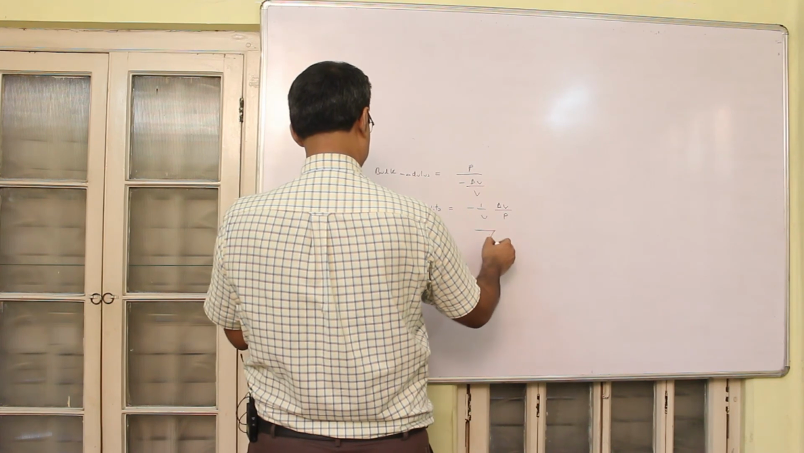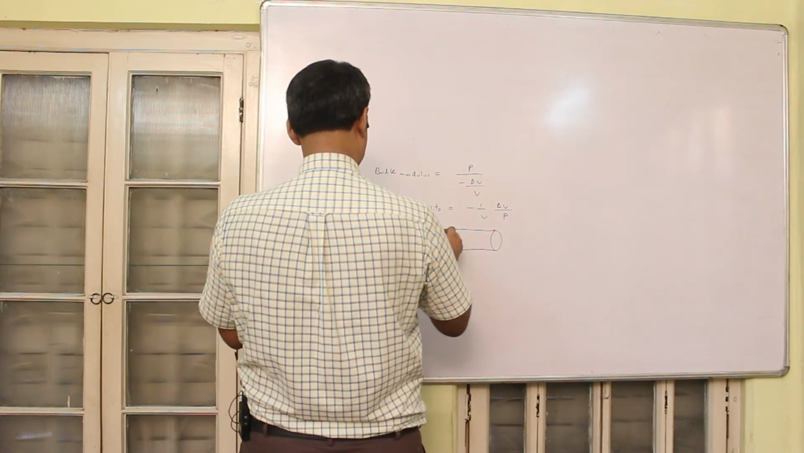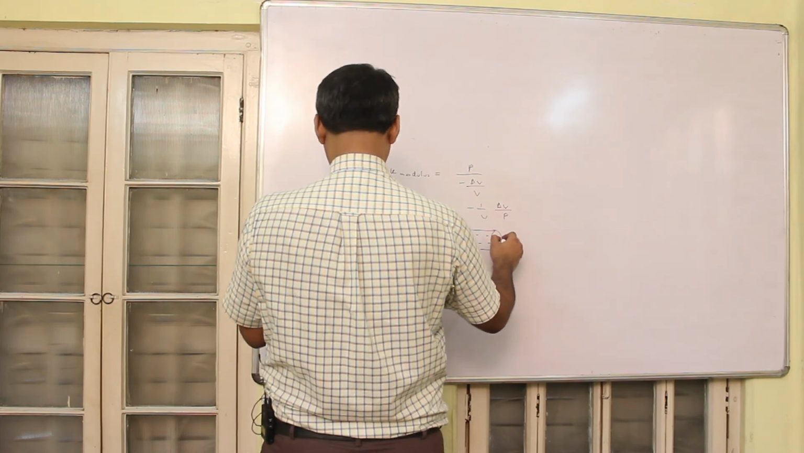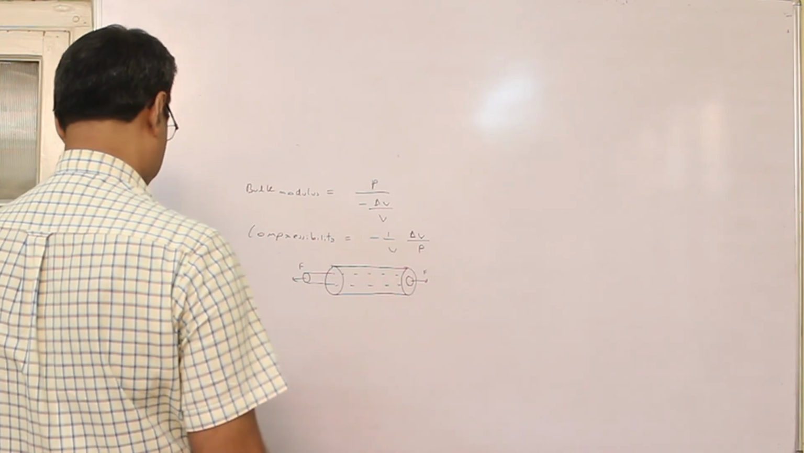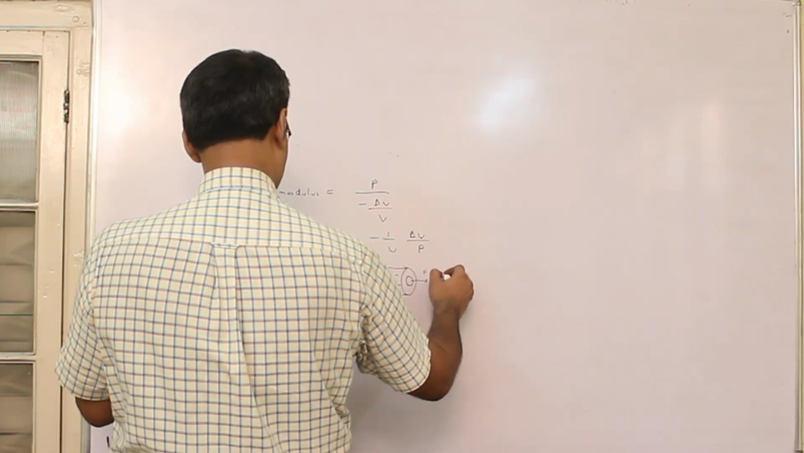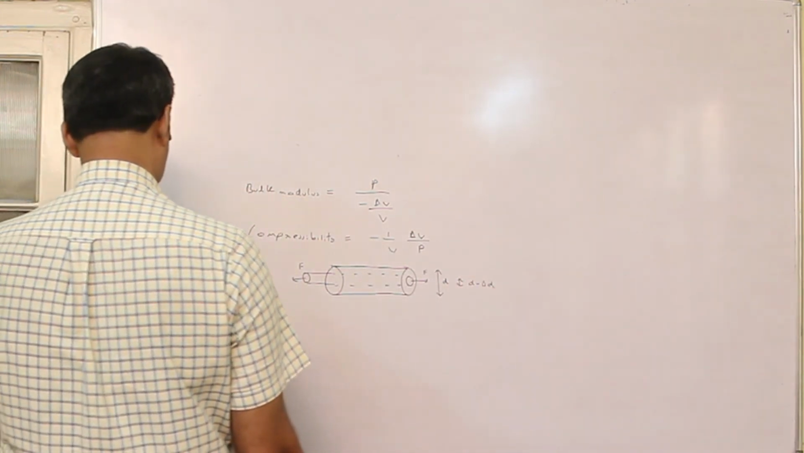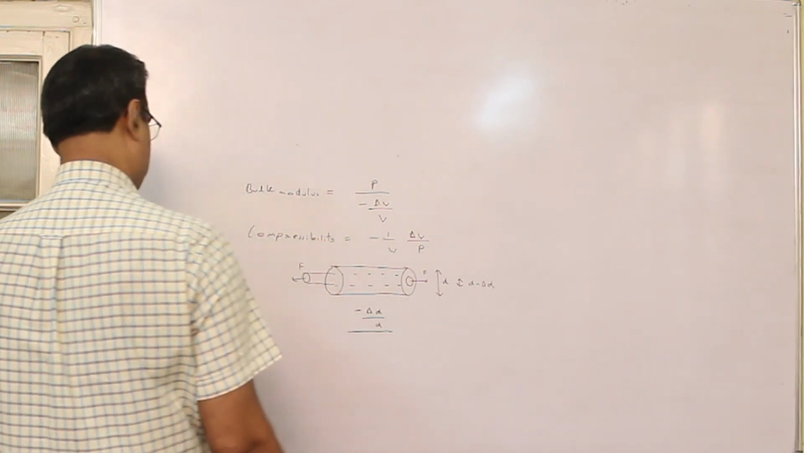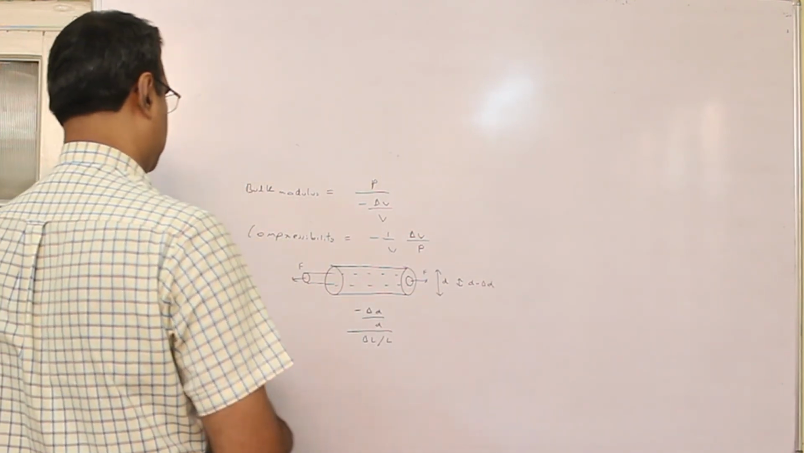Suppose there is a wire and the wire has been subjected to an elongation. So usually it is found that if you subject the wire to an elongation, then the diameter will decrease, whereas its length will increase.